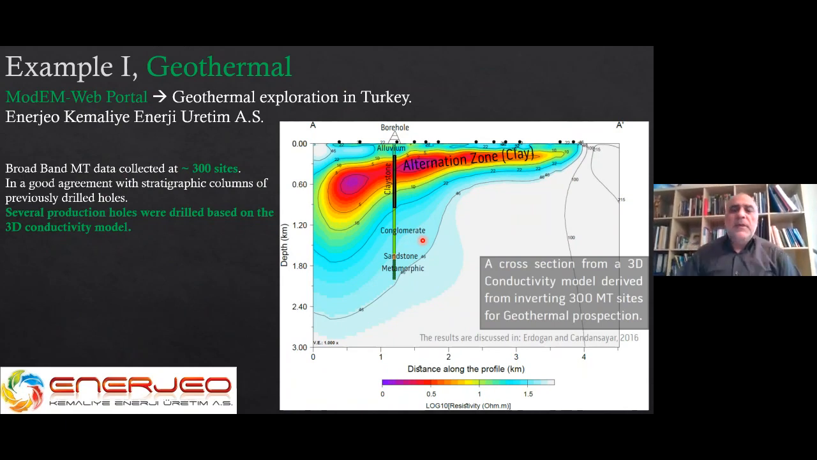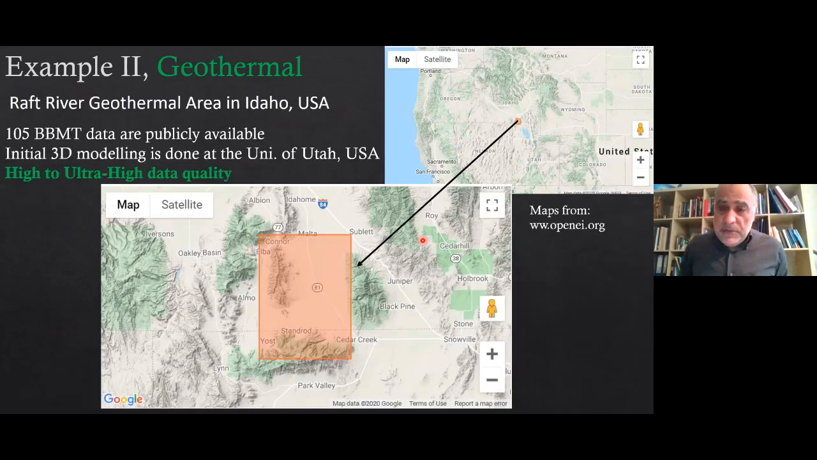Another example where I found publicly available data for geothermal exploration is located in southern Idaho, at the border between Idaho and Utah in the United States. It is the so-called Raft River geothermal area. There exist 105 broadband MT data. As I said, they are publicly available. And when I downloaded this data, I thought maybe they were synthetic because they are really high quality.